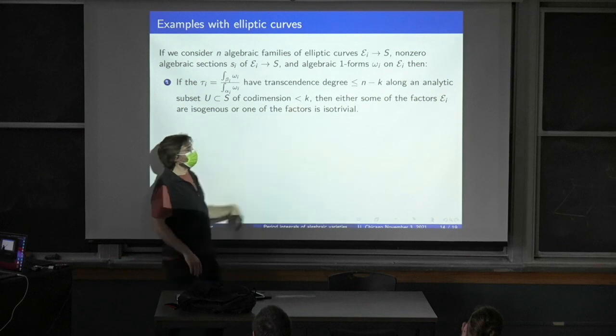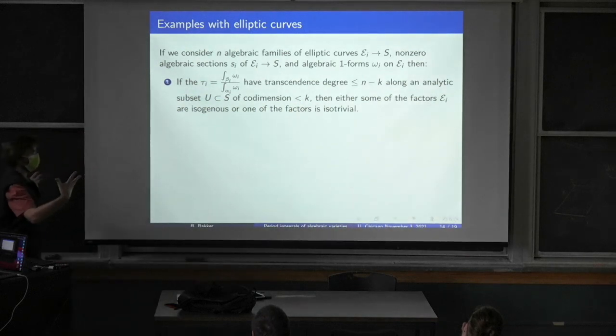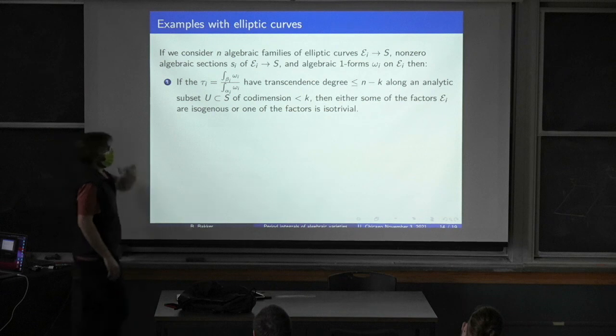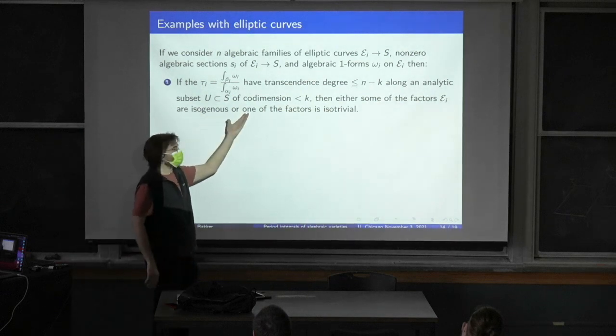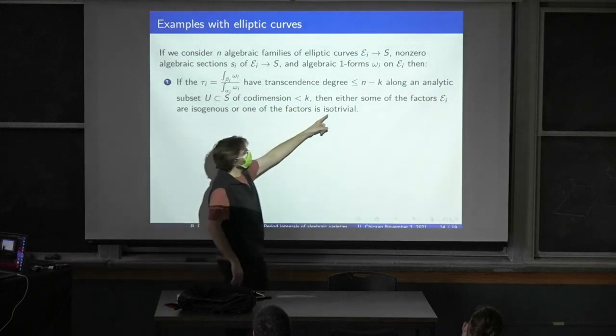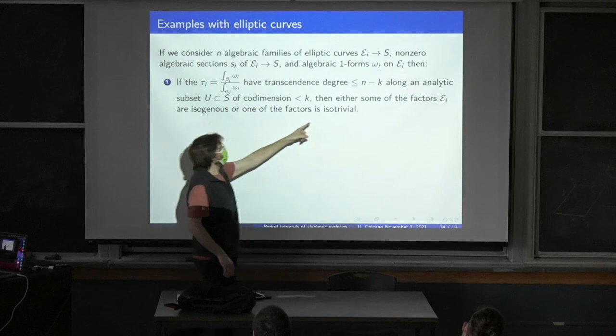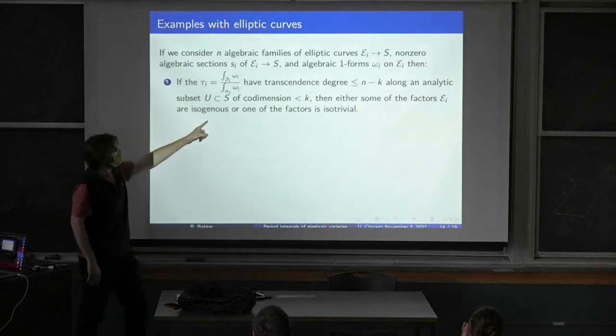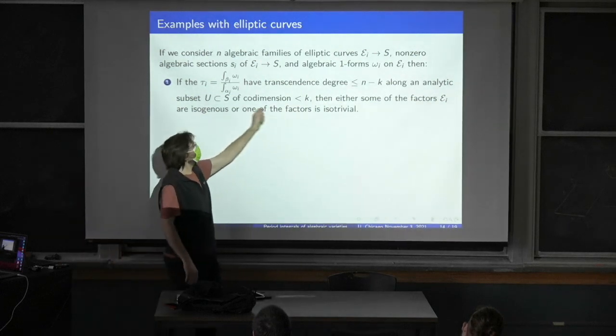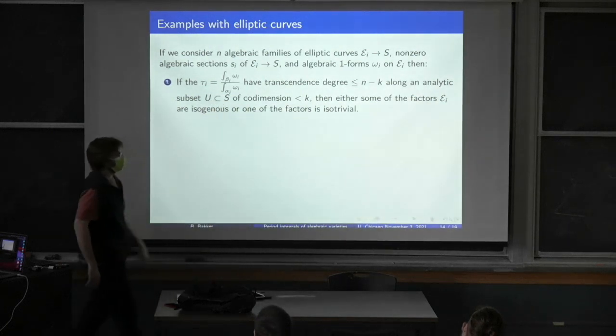If we're saying it's strictly less than, that's a strictly bigger locus where you have those algebraic relations. Then the conclusion is we must have some extra geometry going on. And the conclusion is that either some of the E_i are isogenous or one of the families is isotrivial. I should have said over U. Okay, we're only including something over U.